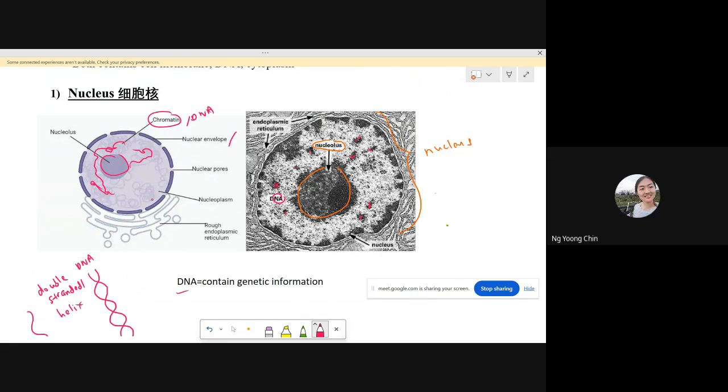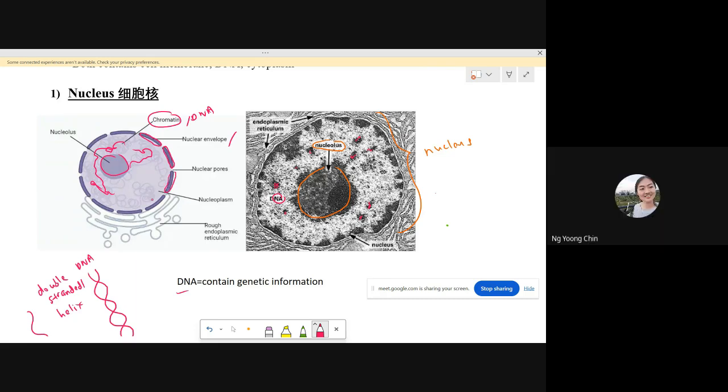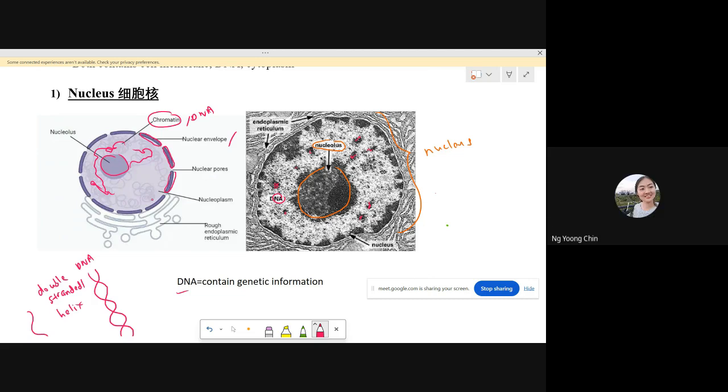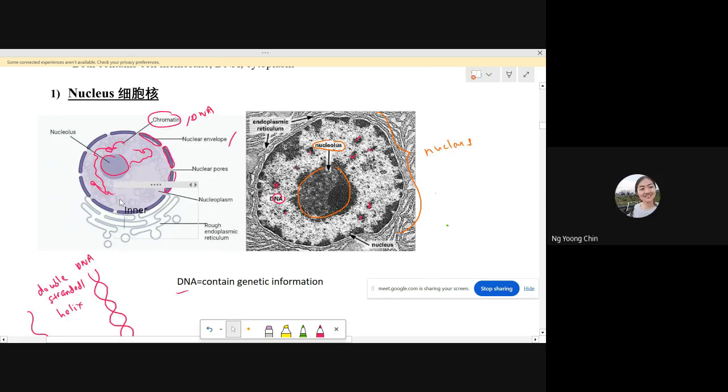So I ask you, this nuclear membrane, do they have one membrane or a double membrane? Double membrane, because they have an inner membrane and an outer membrane. This is the important point you can write in your answer: they have inner and outer membrane.